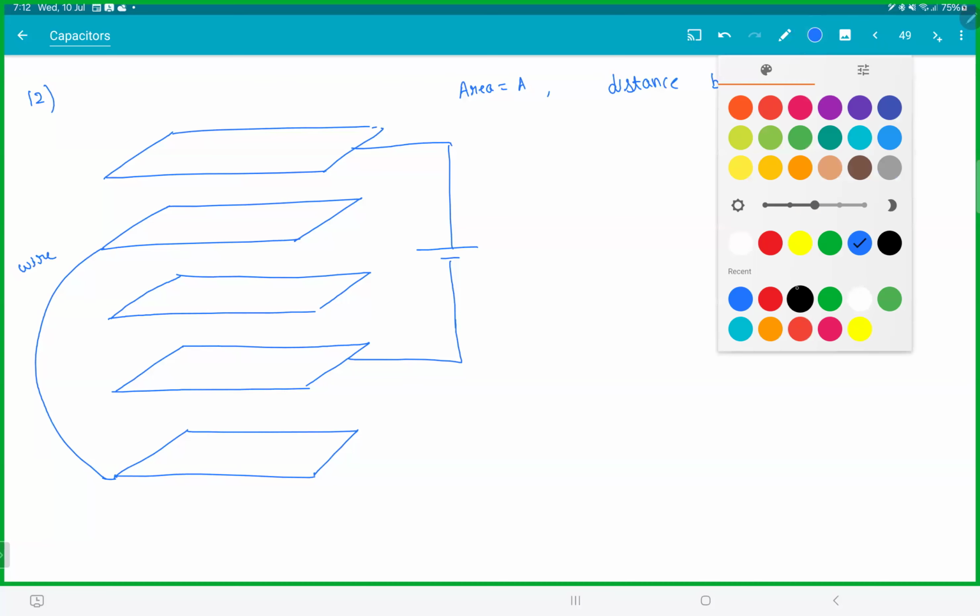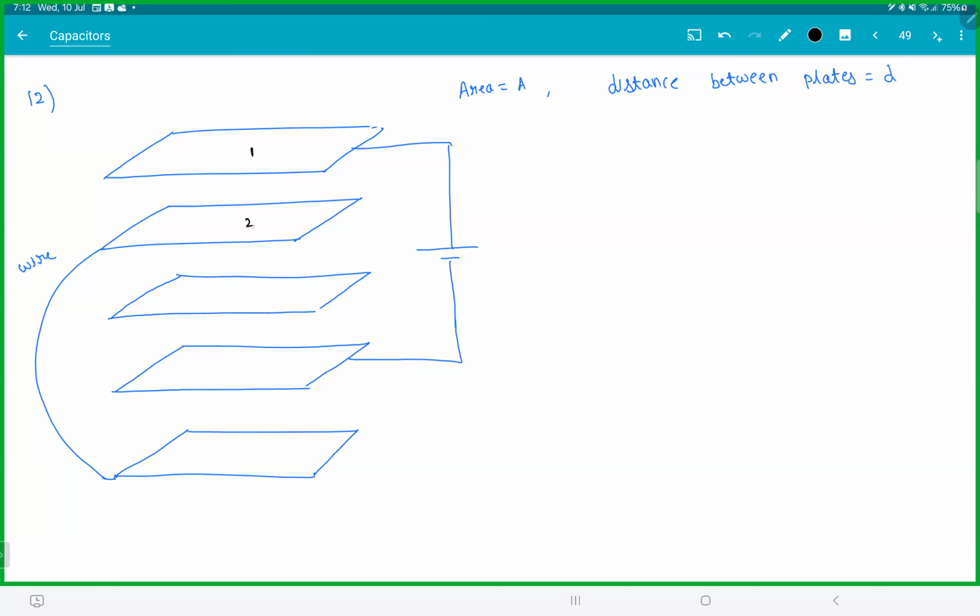You're getting it? So if I name them now, this is plate 1, plate 2, plate 3, plate 4, plate 5. So 1 and 4 ke beech mein battery hai, and 2 and 5 are connected by a wire. Battery ka voltage is V. Find C equivalent. This is an easy one. Find charge on each face of the plate. This is a better one. Charge on each face of the plate.